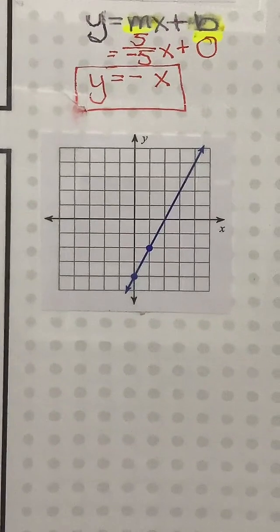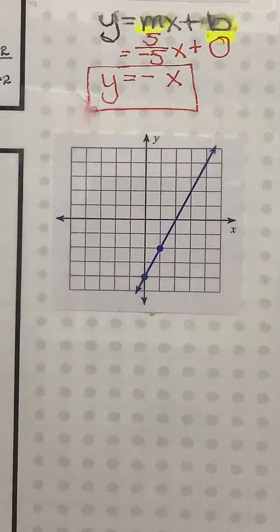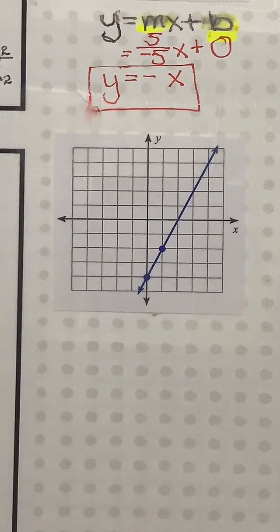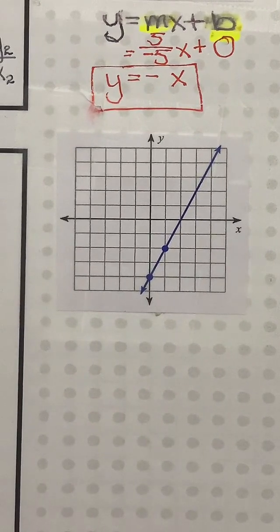All right. So give this one a try. Okay. Tell me what the equation of the line is. And we'll compare answers. So I'm going to give you literally 35 seconds. Okay, 35 seconds to tell me what my equation of the line is.